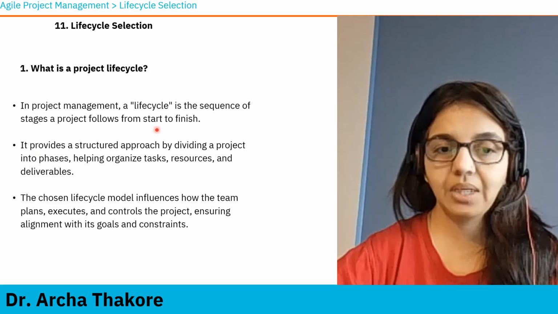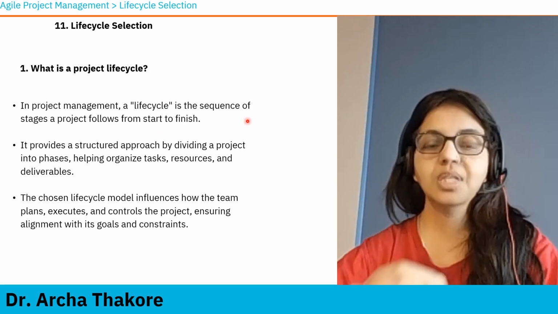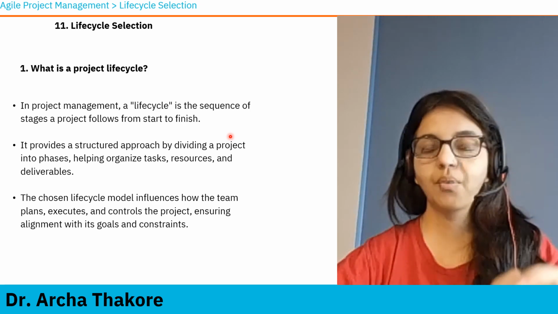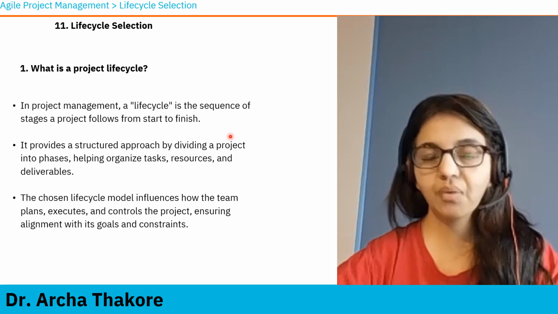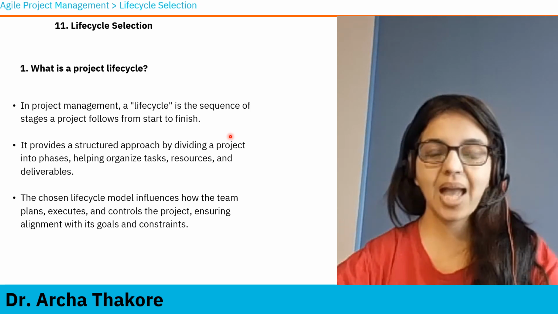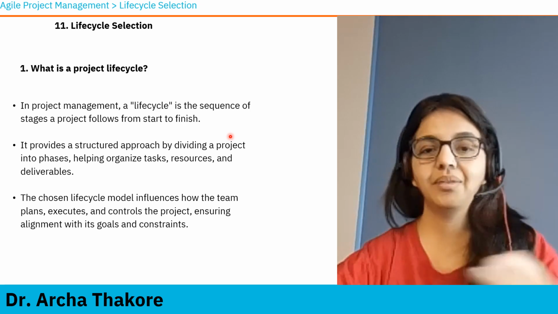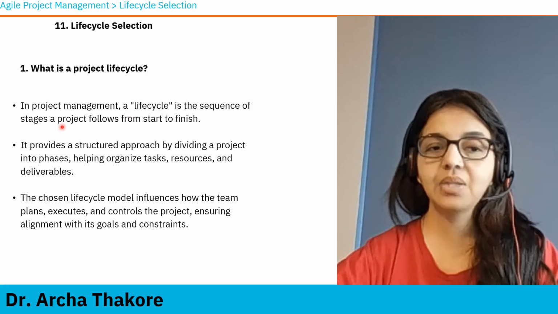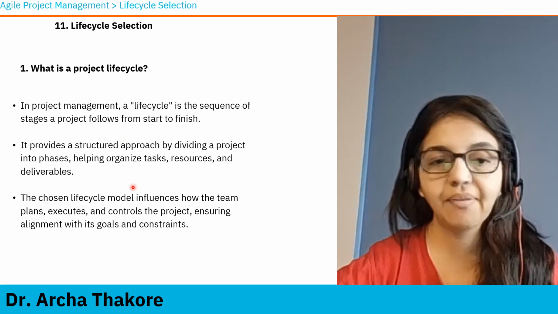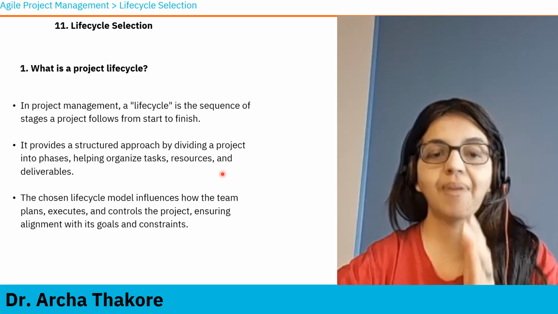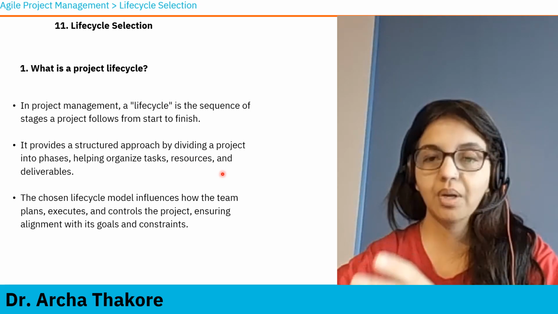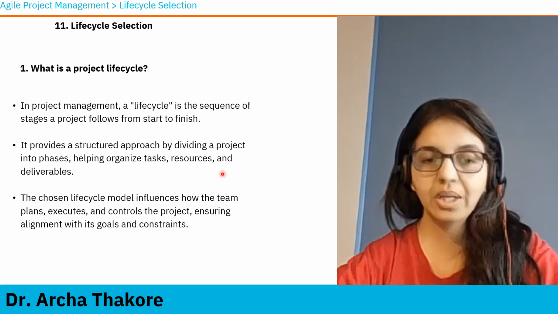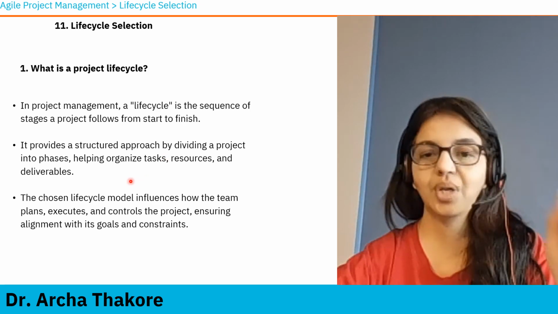So in project management, a life cycle is the sequence of stages a project follows. And if you have already done your work on the predictive approach, which is the waterfall approach, you know that initiation, planning, execution, and monitoring and control are the phases that you have in a predictive life cycle. So the life cycle decides what stages a project is going to have. It provides a structured approach for dividing a project into phases, helping organize tasks, when you are going to do what, what the resources are going to do, how they are going to be placed, and the deliverables for each phase.